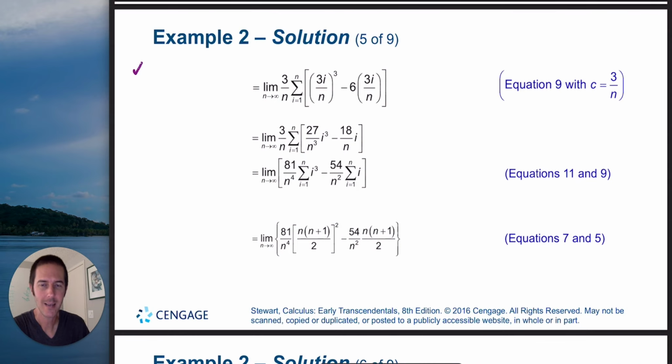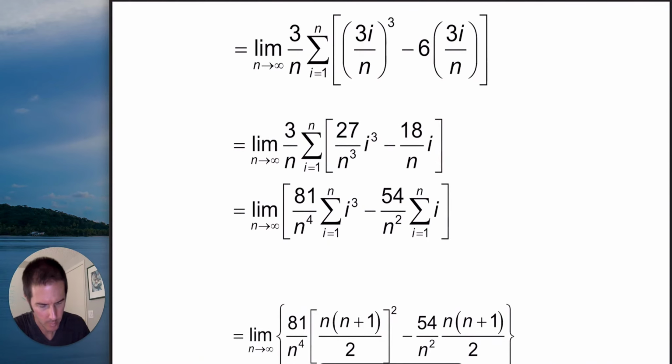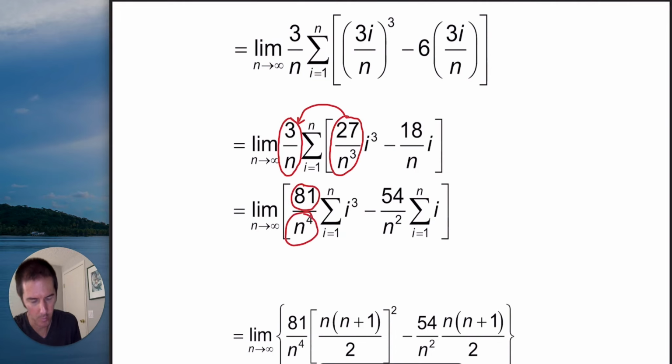Then, on our way to the next line, a number of things happen. For one, this 27 over n to the third is a constant value. Remember that n is a constant value. It's an exceptionally large constant value, but it's still a constant. So that entire fraction is a constant, and it can be factored outside the summation notation. So we're essentially taking this and multiplying it by the 3 over n. So 3 times 27 gives us 81. n times n to the third gives us n to the fourth.